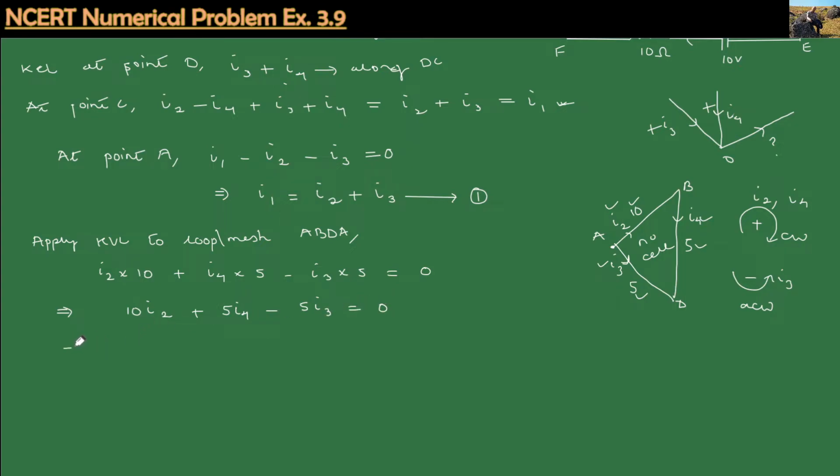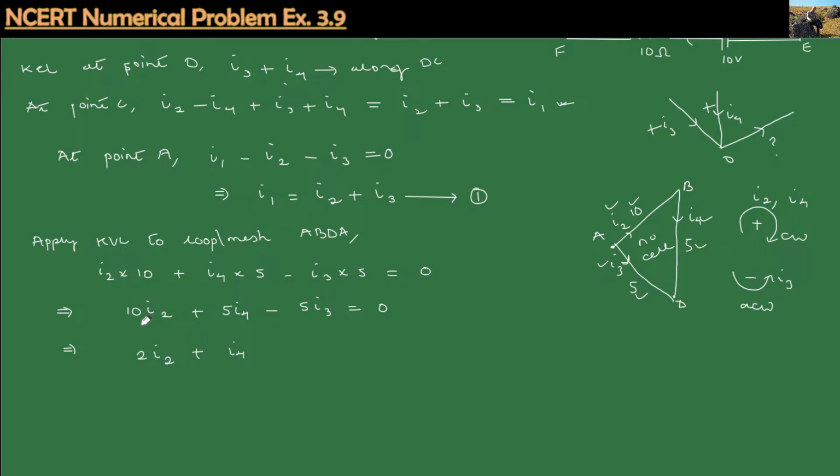Now since this is a linear equation, we can divide both sides by 5. When you divide both sides by 5, we get this type of equation.